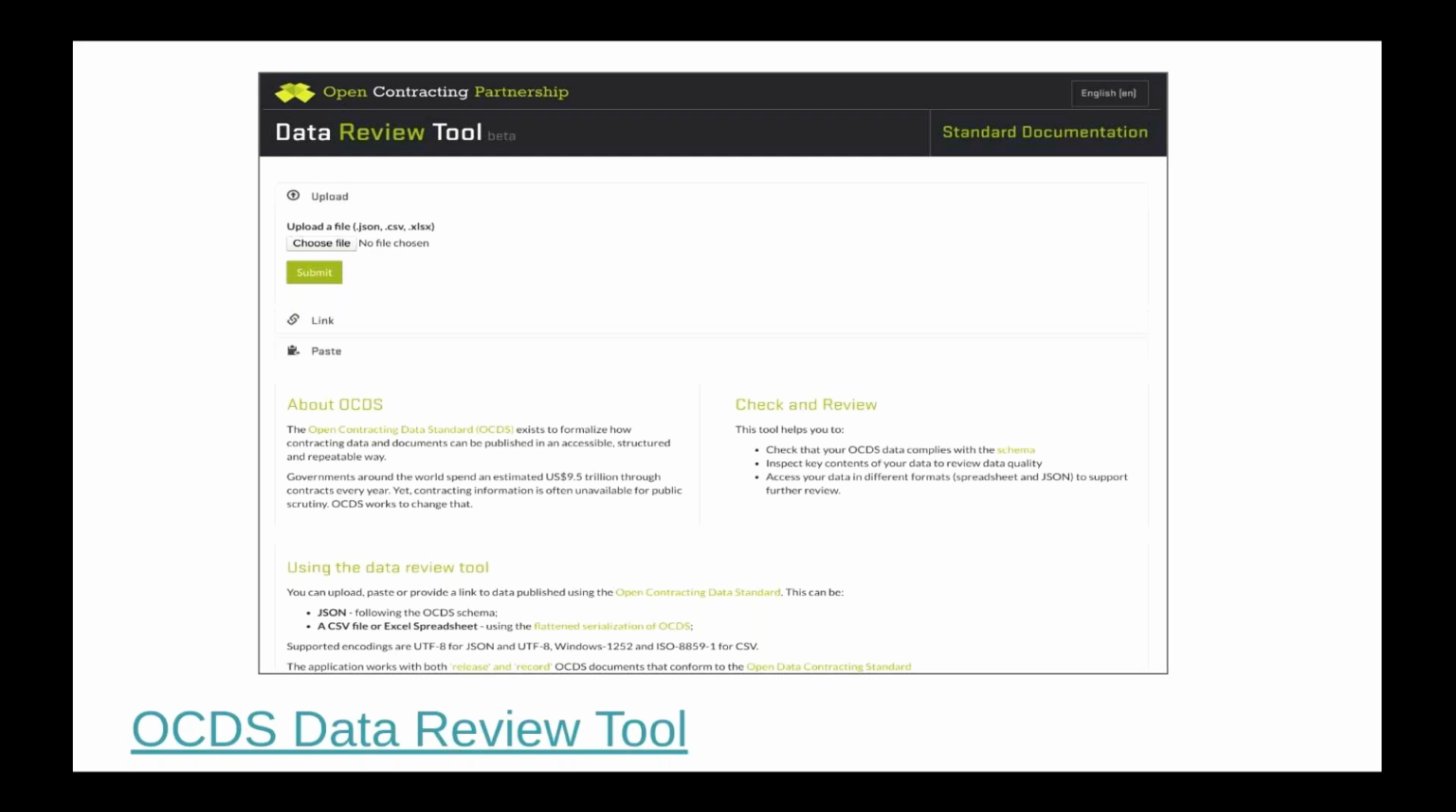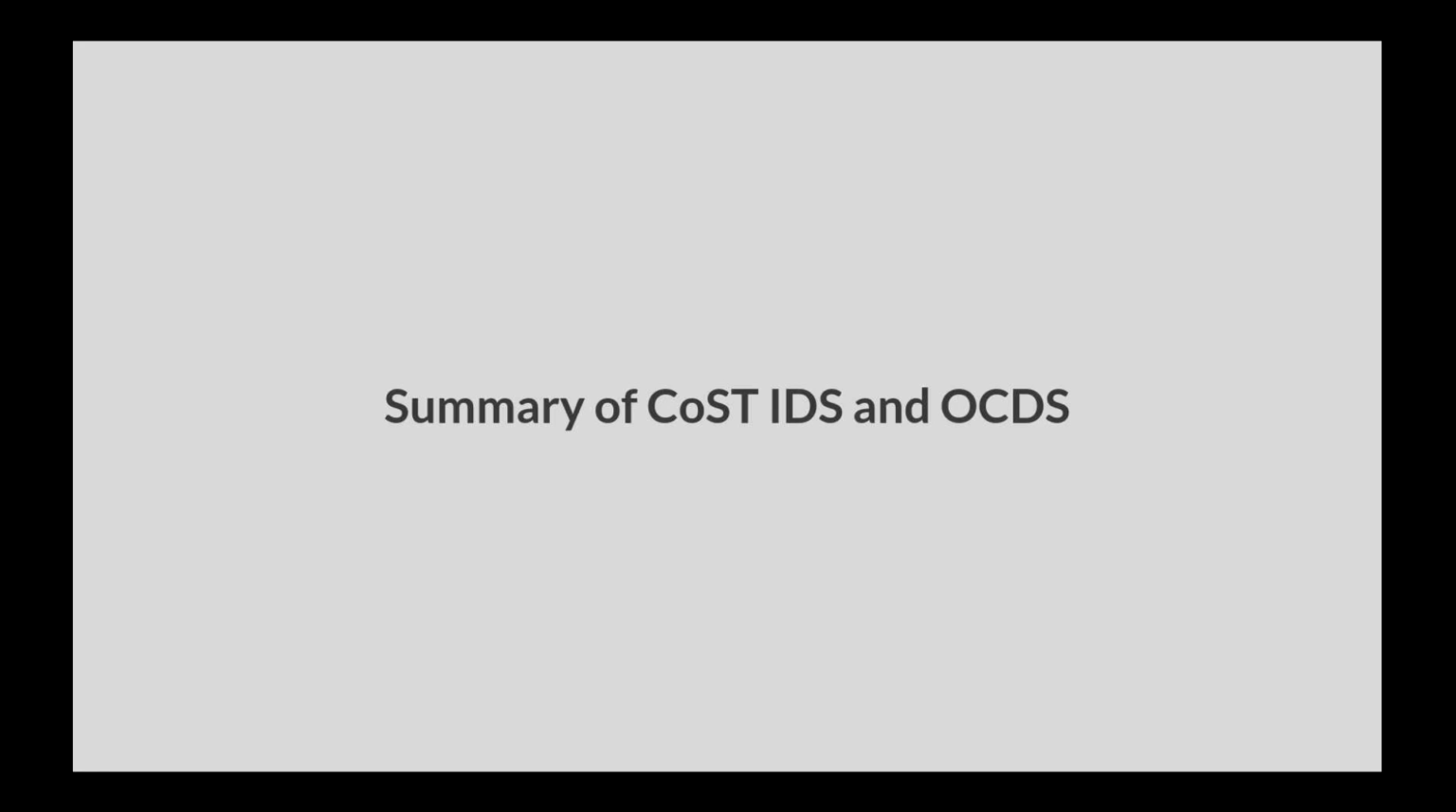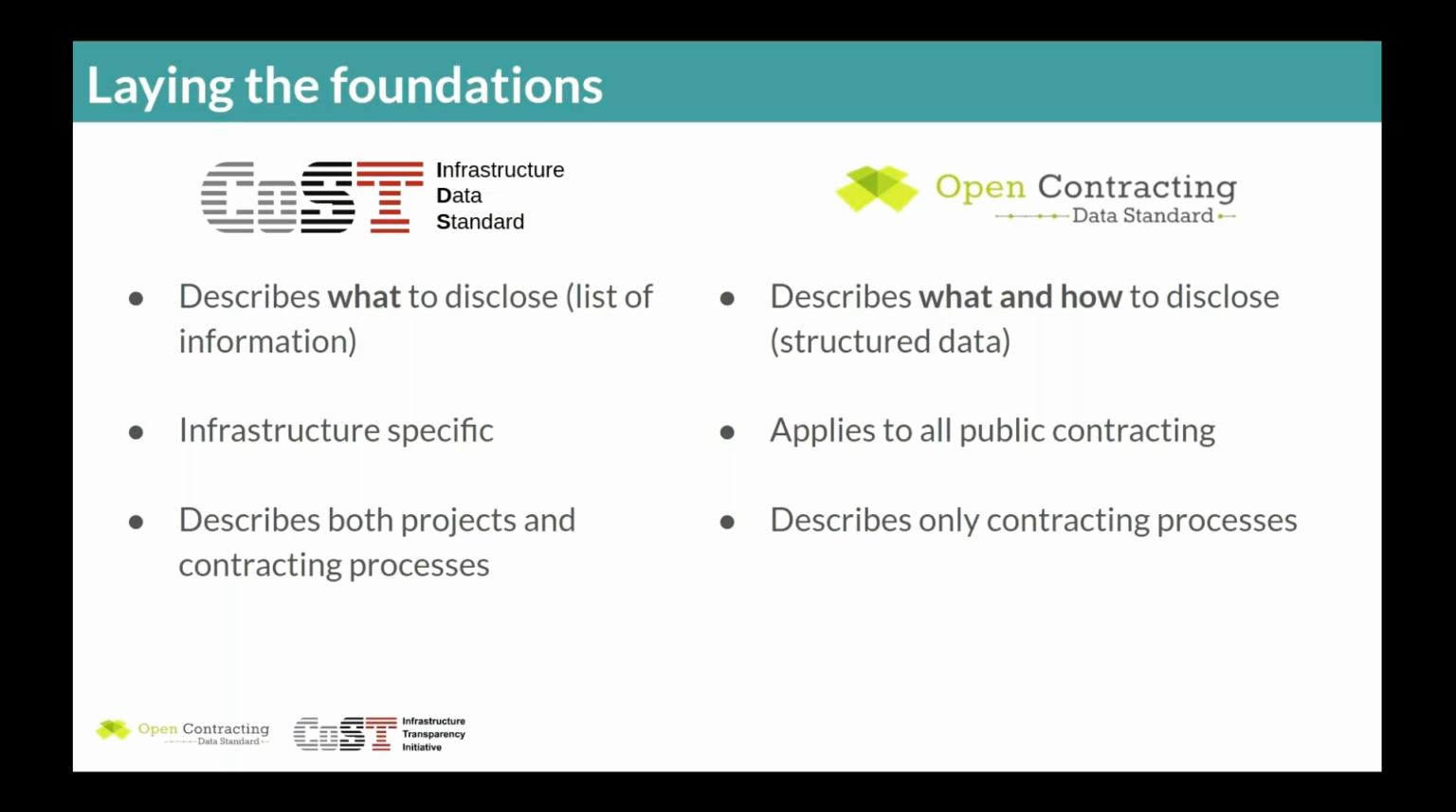Okay, so that's a whistle-stop tour of OCDS. I think most of you have probably encountered OCDS before, so let's have a quick summary of CoST IDS and OCDS, which will help us to understand where OC4IDS comes in. So as you can see, we have CoST IDS on the left and OCDS on the right, and where they differ is essentially around their disclosure guidance and what that disclosure describes.